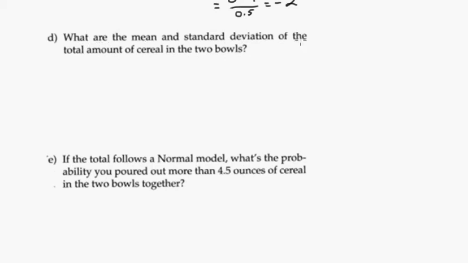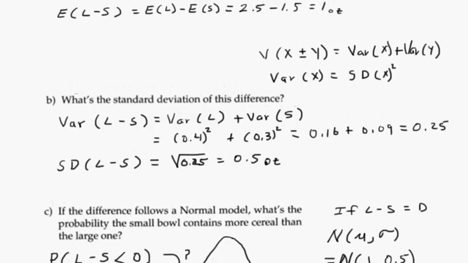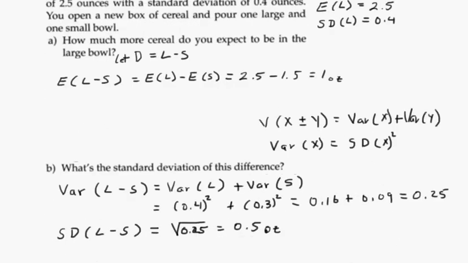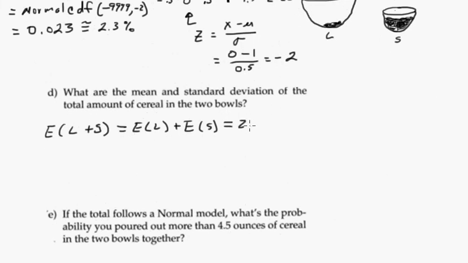What's the mean and standard deviation of the total amount of cereal in the 2 bowls? So that would be the expected value of the large bowl plus the small bowl. So we're just adding. So that's the expected value of the large plus the expected value of the small. And if I recall, it was 2.5 and 1.5. So 2.5 plus 1.5 is going to be 4 ounces.